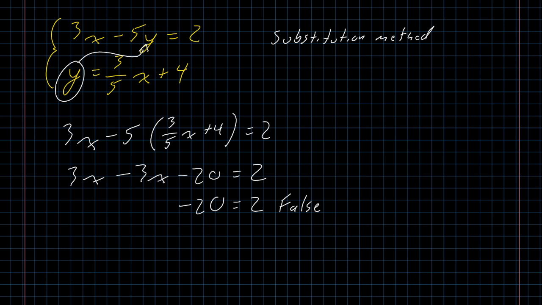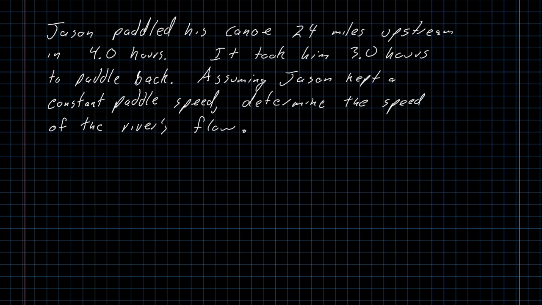All right, so we have the substitution method, we have the elimination method, we have cases where there are solutions, we have cases where there are not solutions. Jason paddled his canoe 24 miles upstream in 4.0 hours. It took him 3.0 hours to paddle back. Assuming Jason kept a constant paddle speed, determine the speed of the river's flow.